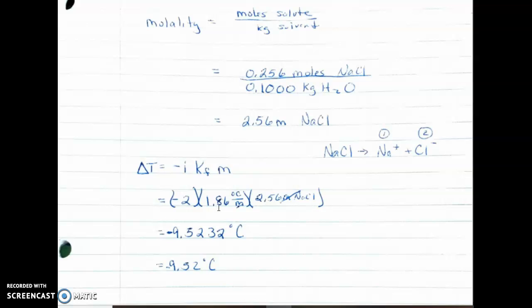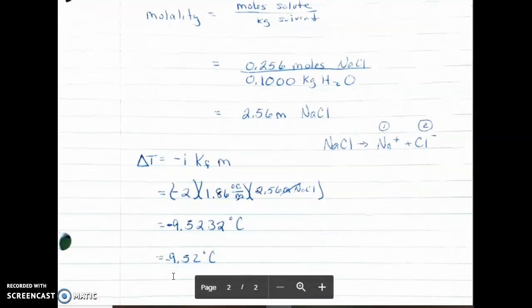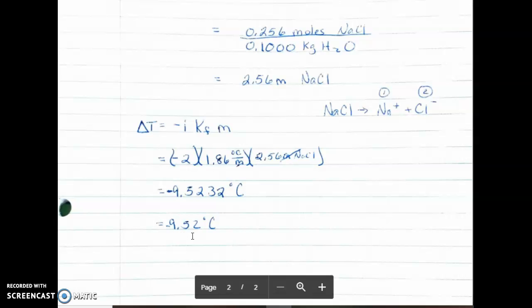I can ignore the 2 because that's an exact number. And so I have 3 significant figures here, so I know I need to round this number to this 2, and I look at the 3, so that 2 stays a 2. So my change in temperature is negative 9.52 degrees Celsius. That's the change in the temperature. Now, if they wanted to know what is the resulting or the new freezing point temperature, we would have to subtract this number from 0, and in that case it's still negative 9.52 degrees Celsius.